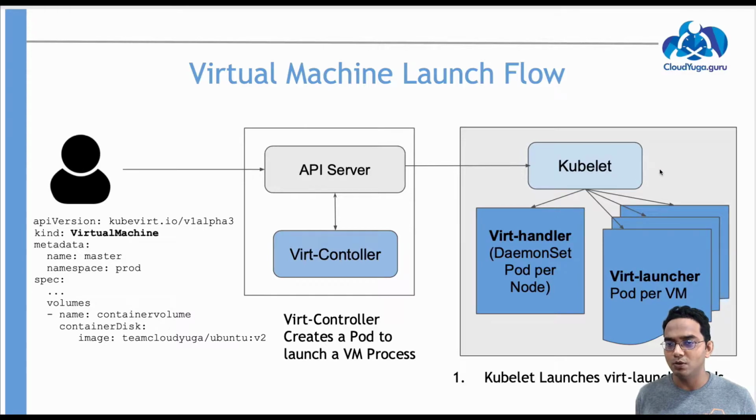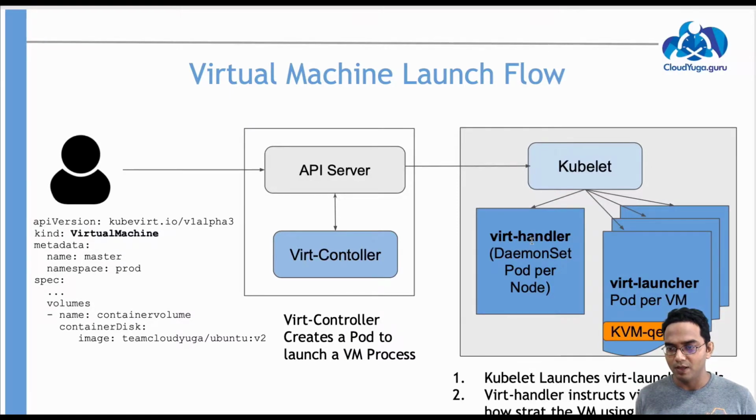Now on each node where we run kubelet, you would also be running a daemon set pod called virt-handler, which tells that virt-launcher how I want to configure that VM instance. So here it is. The virt-handler would instruct the virt-launcher to start a VM instance using QEMU. Let us now see this process happening in a demo so that we understand this better.